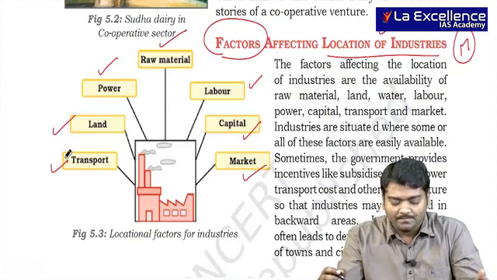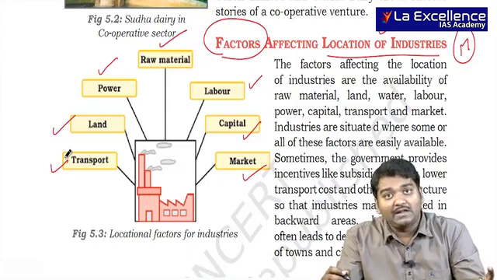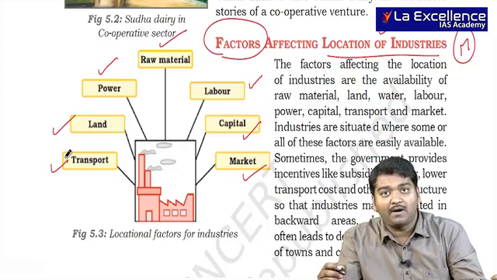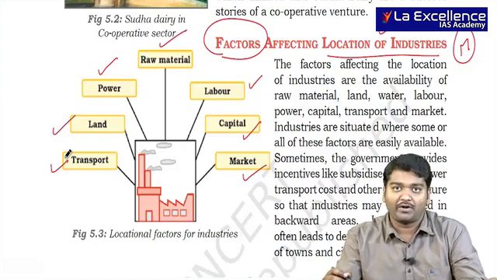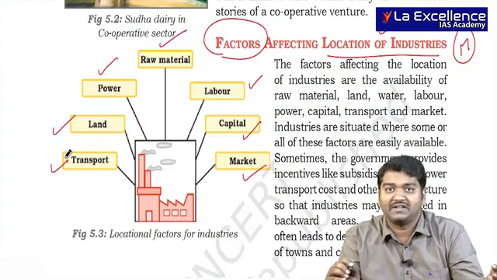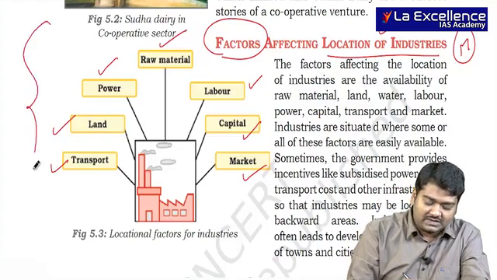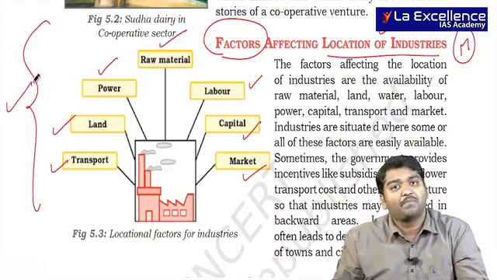So, what are these? Raw material, power, land, transport, labor, capital, market. These 7 factors are very, very important for you to set up any industry, right? So, this is very, very important for our preparation.